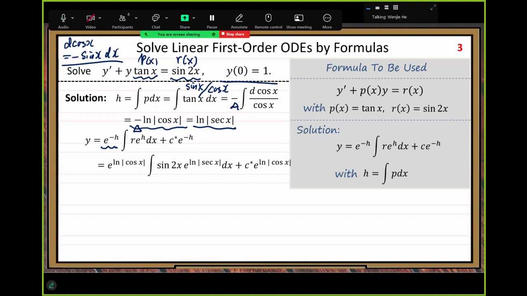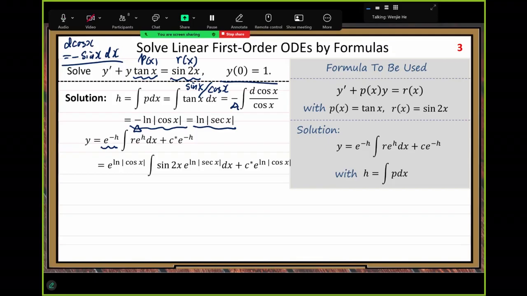So then R function times e to the h, but this time we use the positive version. No negative sign, we use positive version. So natural log of absolute value of secant of x. Then c star times, this time we use the negative version. So two versions, we just pick the more friendly one.